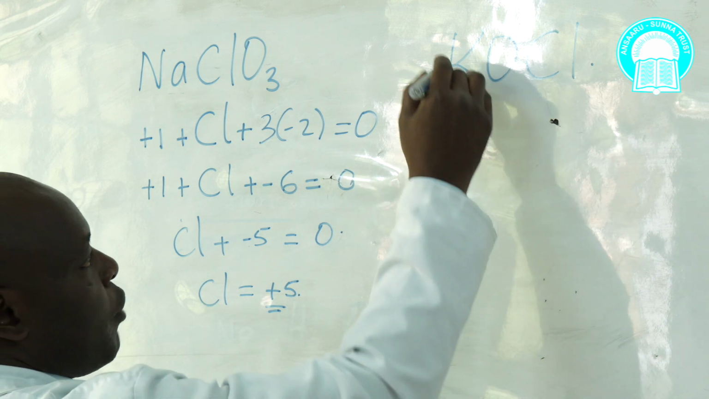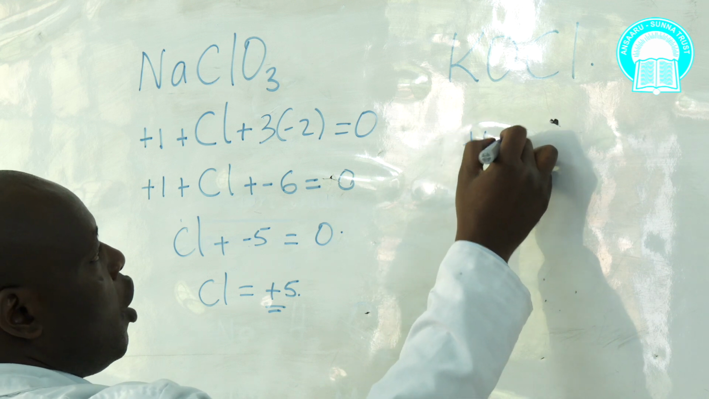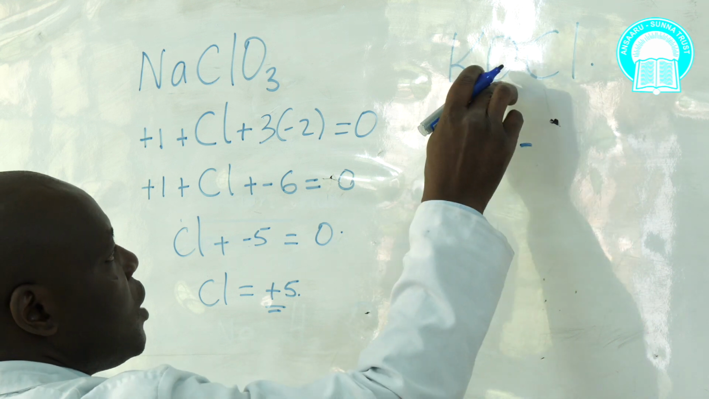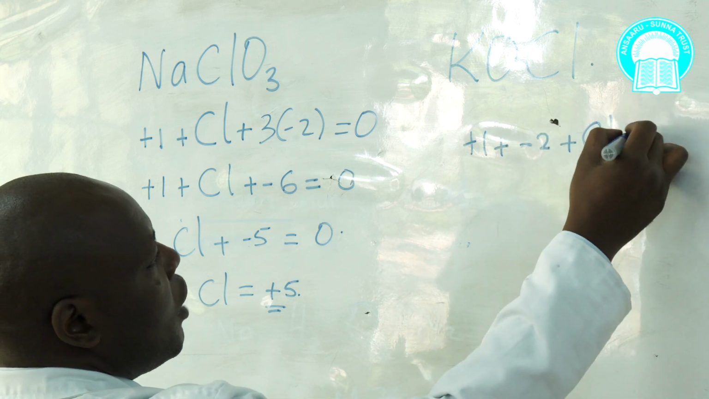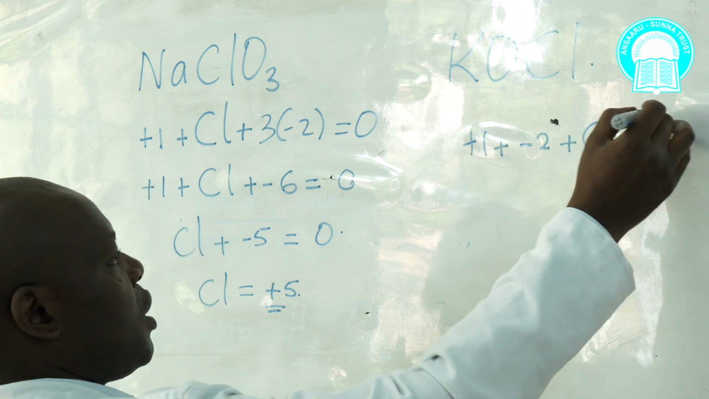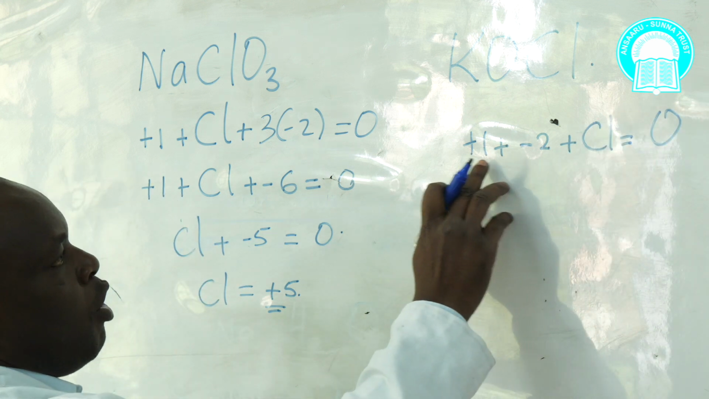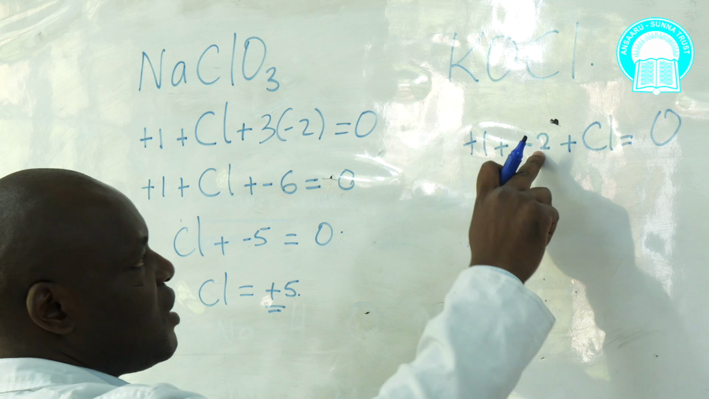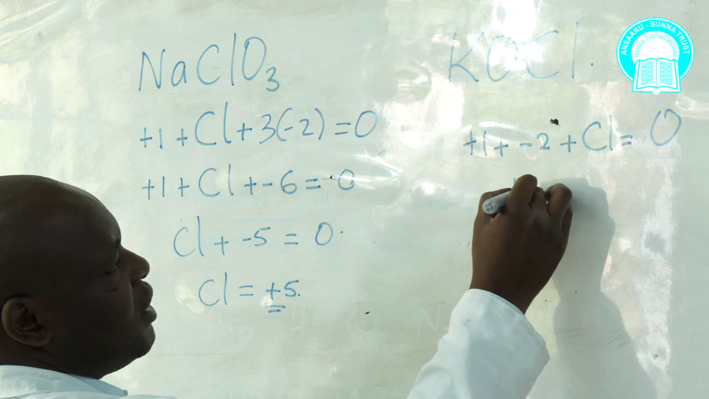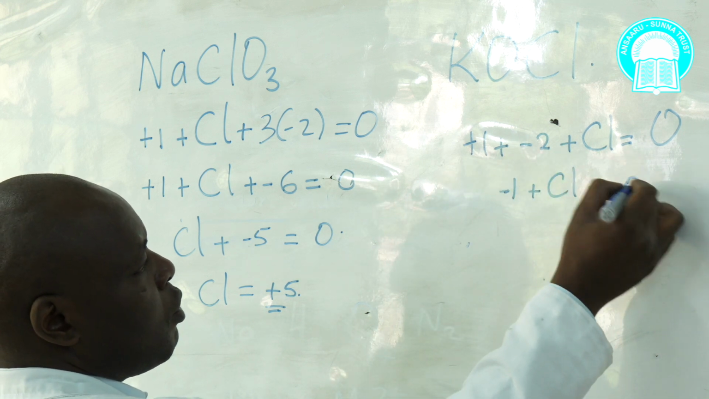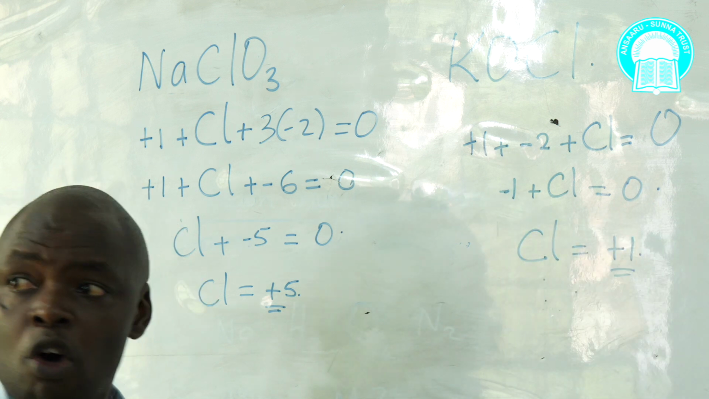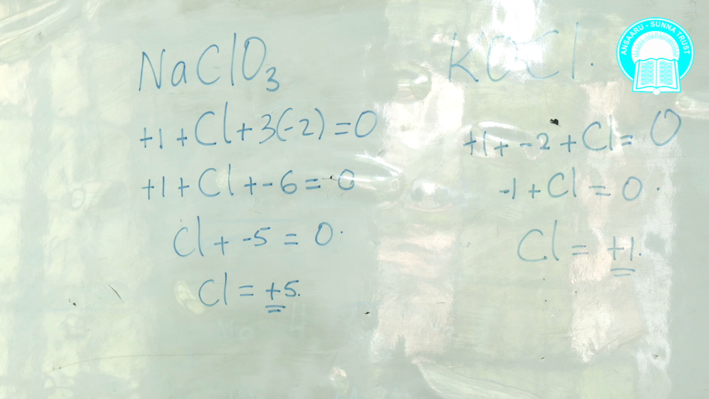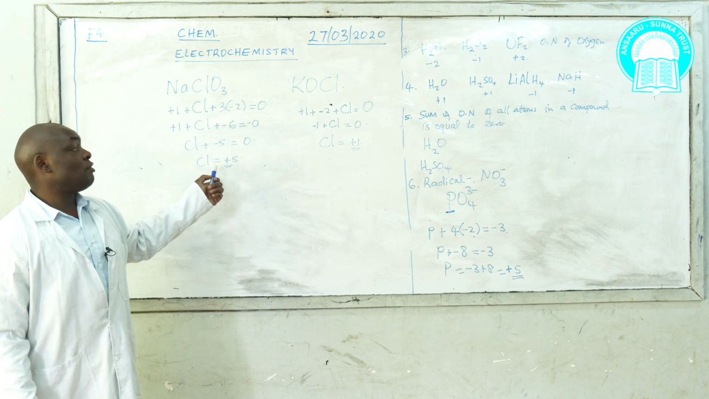What about this one? Potassium, +1. Oxygen, since it is 1 atom, is going to be -2. Plus that chlorine, 1 chlorine atom, should give us 0. So +1 plus -2 will give us -1, plus chlorine is equal to 0. So chlorine is going to be positive 1. So the oxidation number of chlorine here is positive 1. The oxidation number of chlorine here is positive 5.